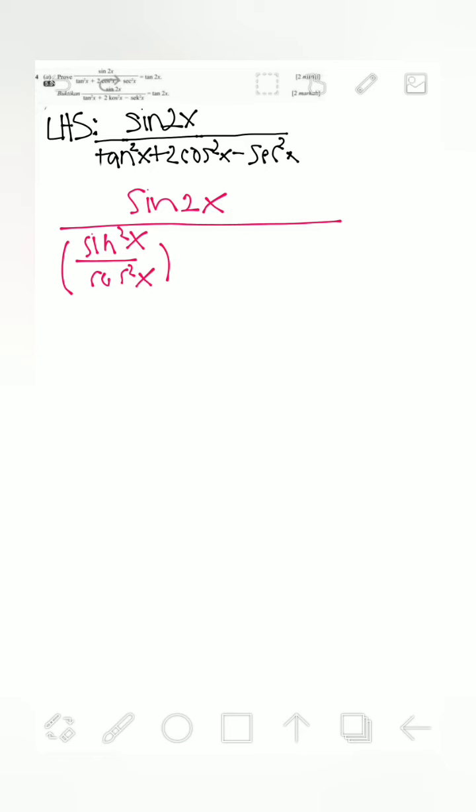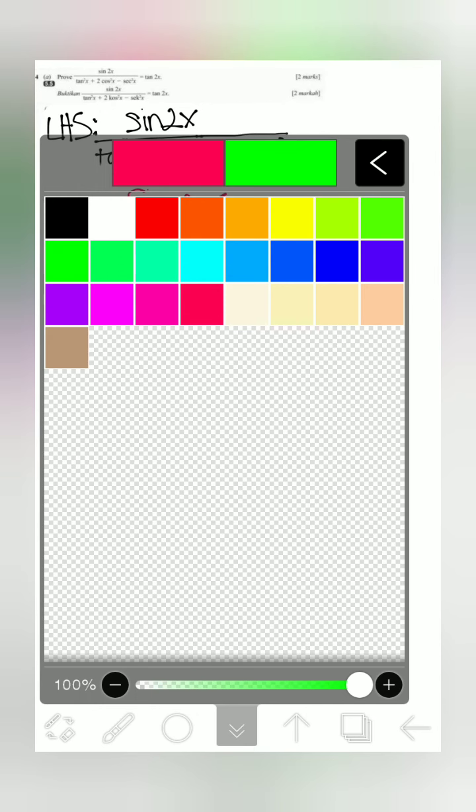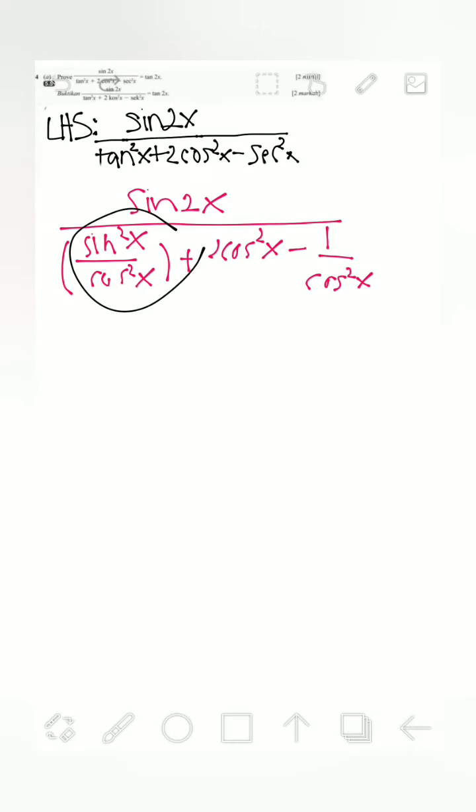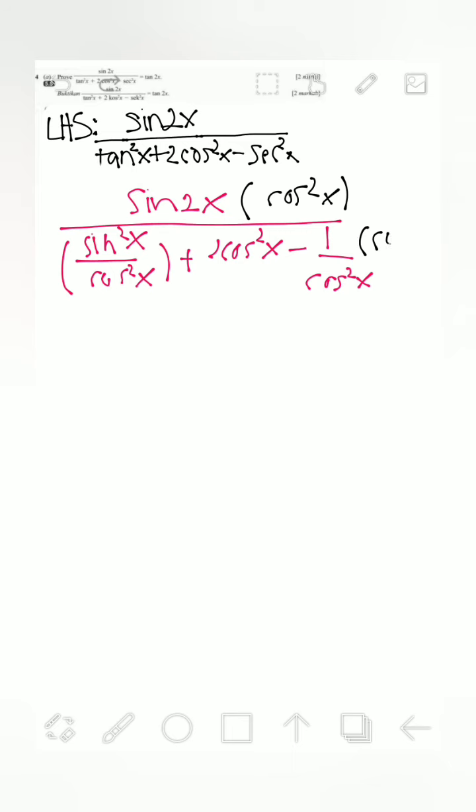First of all, I will change the denominator using the trigo identity. So sine 2x, and tan square x is nothing but sine square x over cos square x, isn't it? So plus 2 cos square x minus secant square x, which is just 1 over cos square x. Whenever you see a fraction, you have to eliminate it so that it simplifies. So what I do, I multiply the top and bottom of the fraction by cos square x, and do the same thing on the denominator.